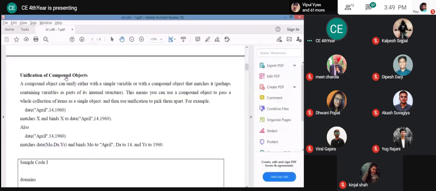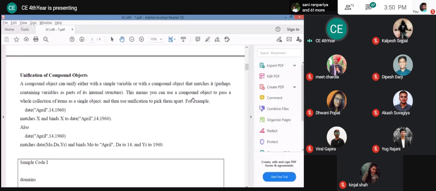Now the next topic is unification of compound objects. How is the unification of a compound object done? Remember, a compound object can unify either with a simple variable or with a compound object that matches it. This means you can use a compound object to pass a whole collection of items as a single item and then use unification to pick them apart.